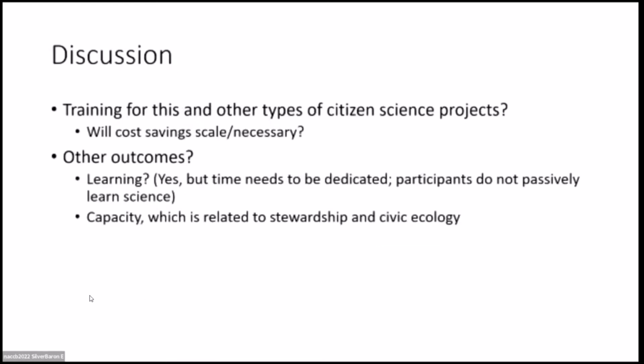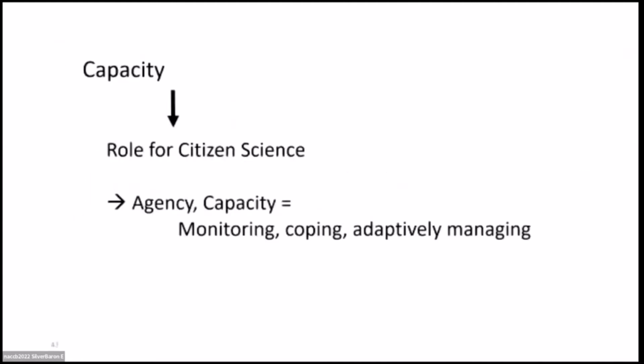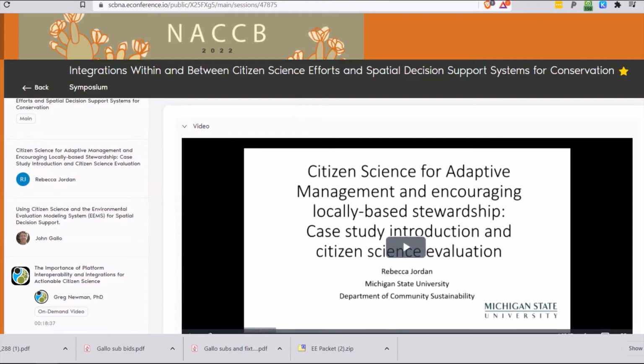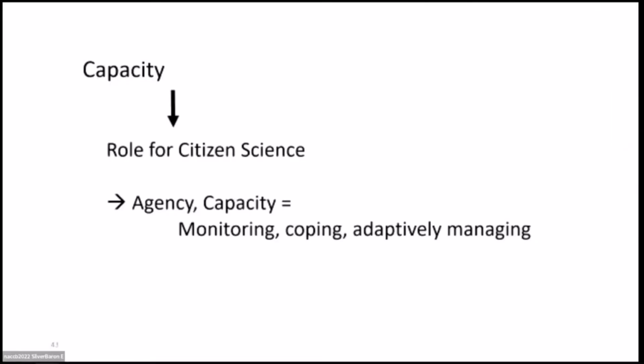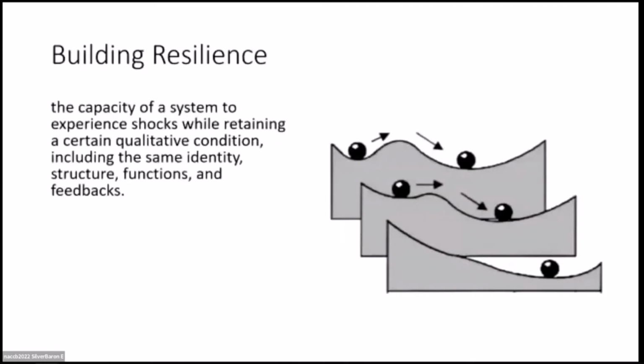And this notion of capacity, which is going to be brought up in the next two talks, is related to this stewardship and civic action that I just mentioned. In the citizen science context, it can be thought of as providing that agency piece of capacity to think about monitoring and adaptive management, which brings in that magic word, the theme of this session: resilience.